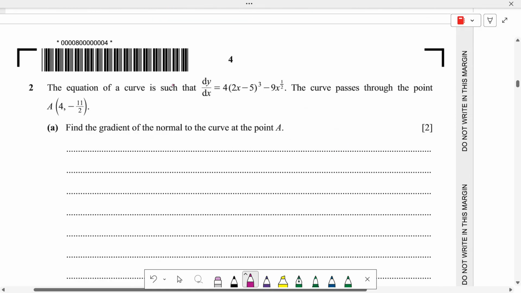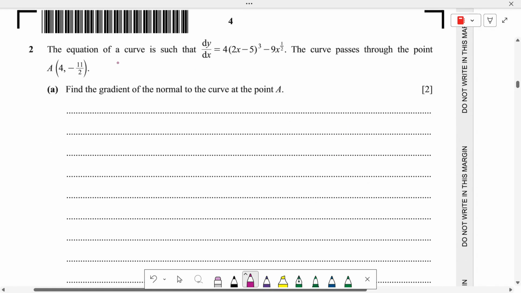Let's move to question number 2. The equation of the curve is such that dy over dx is equal to 4 times (2x minus 5) whole cube minus 9x to the power of 1 over 2. The curve passes through the point A, which is (a, negative 11 over 2). Find the gradient of the normal to the curve at the point A.